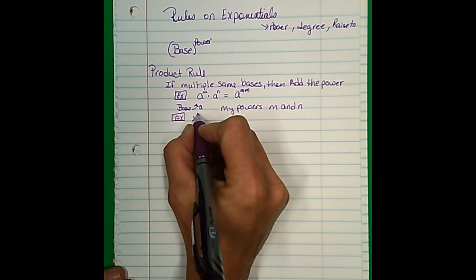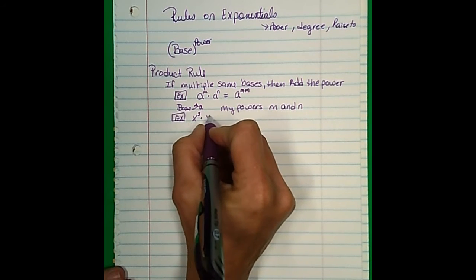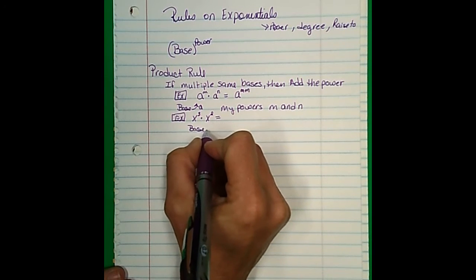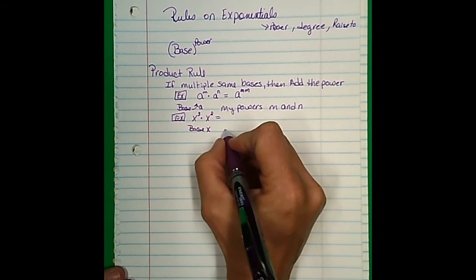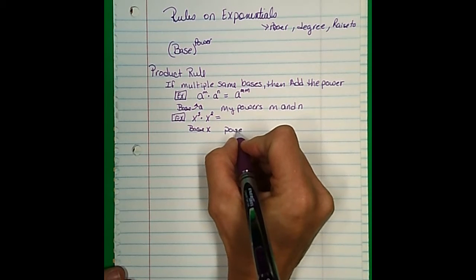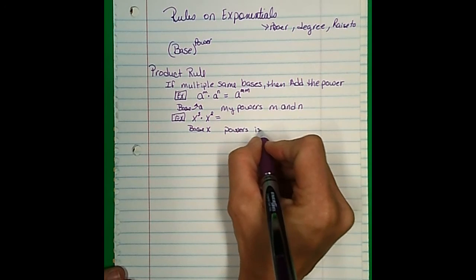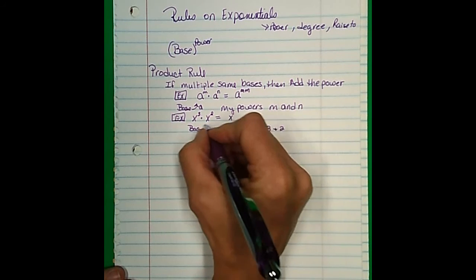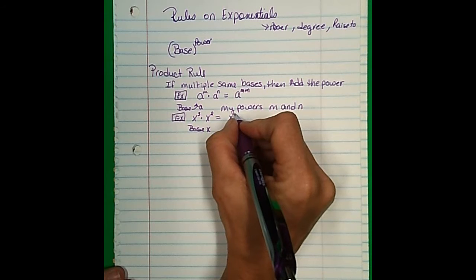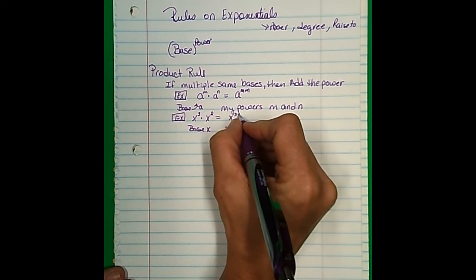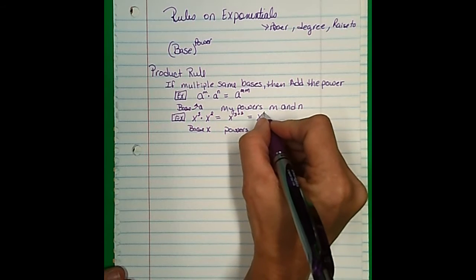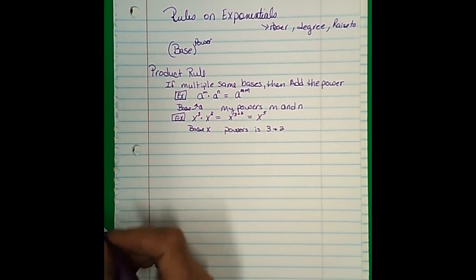So let's use an example that you can see the outcome. Say I have x cubed times x squared. My base here is x. My powers here are 3 and 2. So what are we going to do? We're going to take that base and write it once, and we're going to take the power of 3 plus 2 because we multiplied the bases. That gives me x to the 5th. That is my end answer.